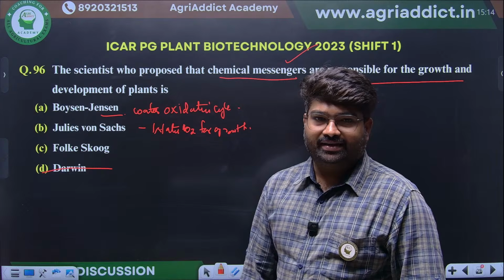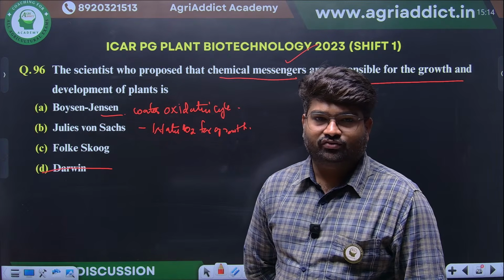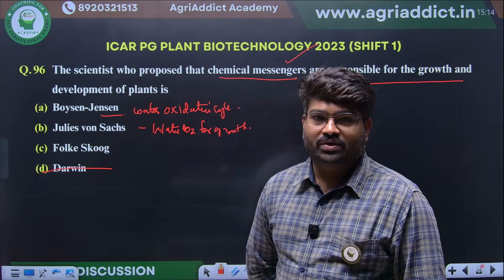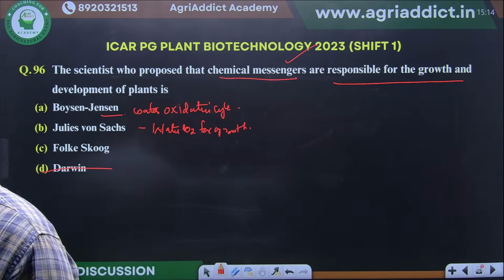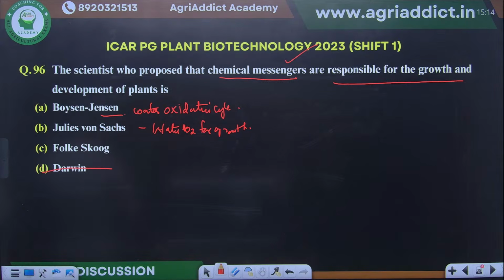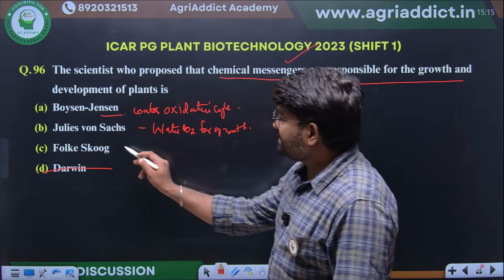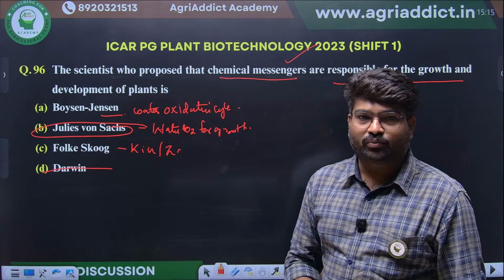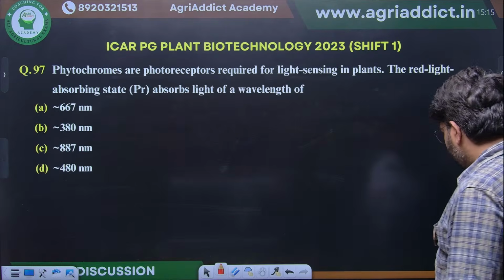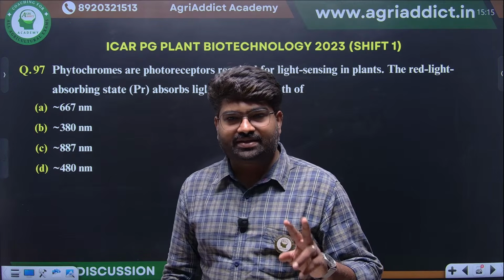Yes, you have to write the answer now. Whether it is Skoog, Darwin, Julius von Sachs, or Boysen-Jensen. I will wait up to that. What will be the right answer? Skoog is specific for kinetin and zeatin. Okay, the right answer is Julius von Sachs. He only proposed these two terms. Clear? This year, they have asked majorly two scientist names.